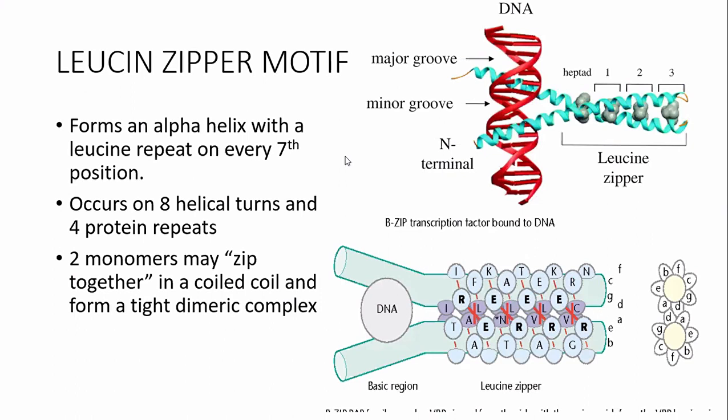And lastly, your leucine zipper motif forms an alpha helix with a leucine repeat on every 7th position. Okay? It occurs on 8 helix turns and 4 protein repeats. Your 2 monomers may zip together in a coil and form a tight dimeric complex. Okay? Ito yan siya. One monomer. Tapos ito yan siya, yan yung zipper mo. Okay?